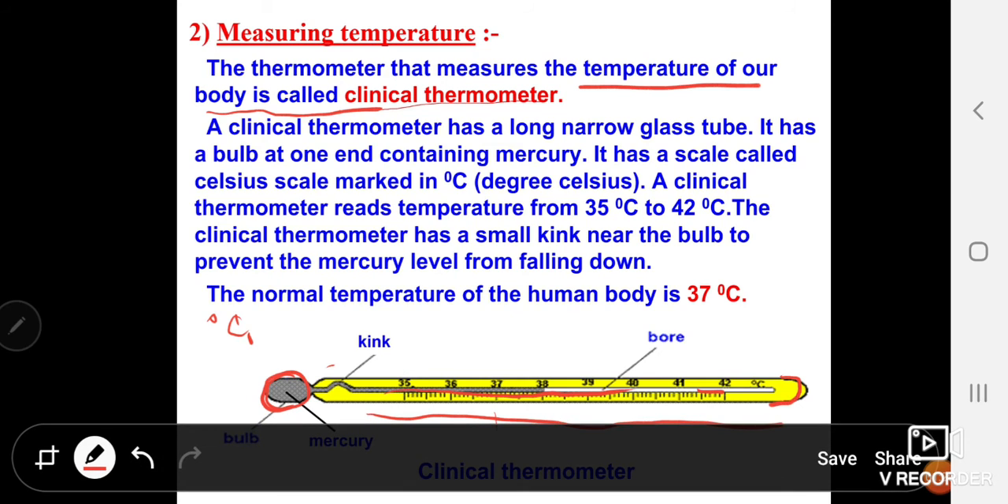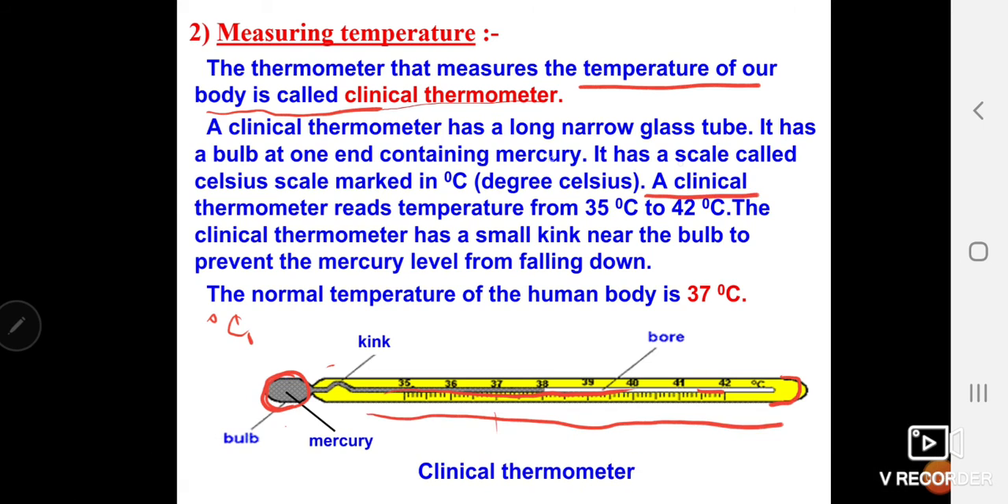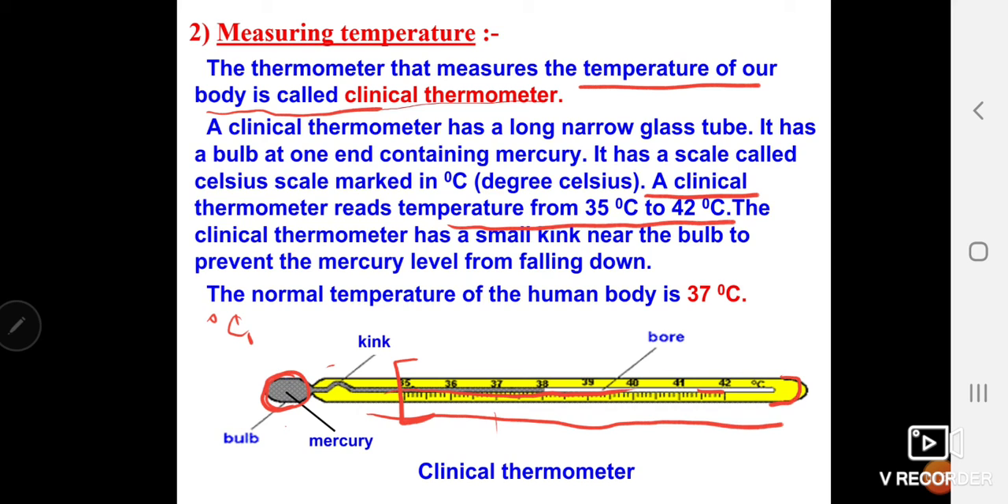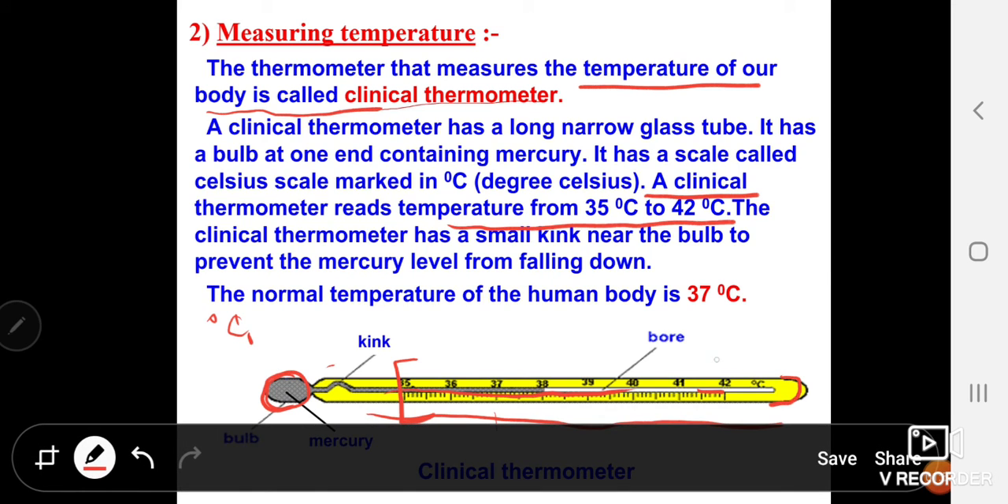We can find two more scales of temperature, that is Fahrenheit and Kelvin. We will discuss that in the next chapter. And very important is, a clinical thermometer reads temperature from 35 degrees Celsius to 42 degrees Celsius. For example, in a clinical thermometer, the reading starts from 35 degrees Celsius and ends at 42 degrees Celsius. So this is the temperature scale which is present in a clinical thermometer. This is very important, just keep it in mind.